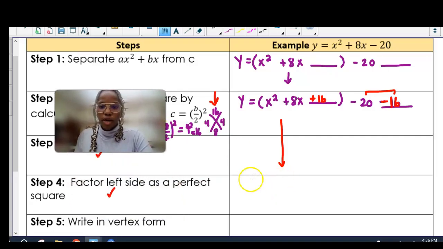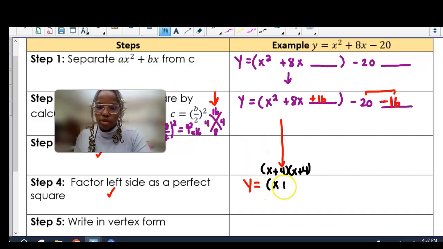Okay, so this would be y is equal to, now you can rewrite this as x plus 4 times x plus 4. And again, these have to be perfect. It's like a square. They have the same length and the width. However, from our other problems, we have been rewriting this as x plus 4 squared. So I won't be mad if you just know that if I factor this, it becomes x plus 4 squared.